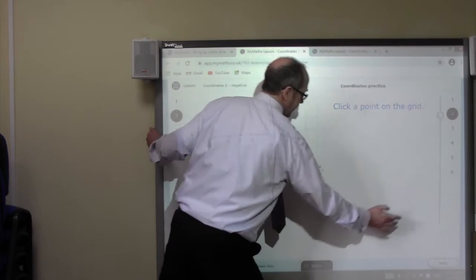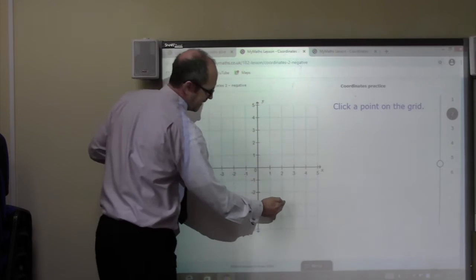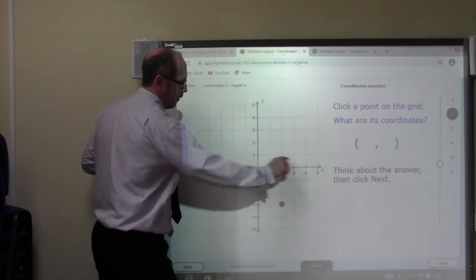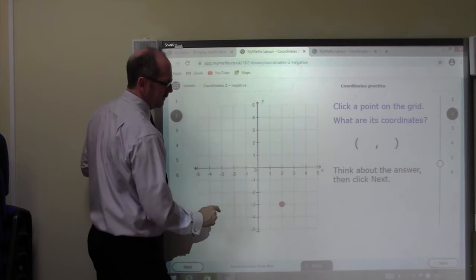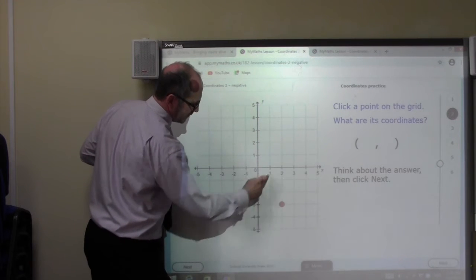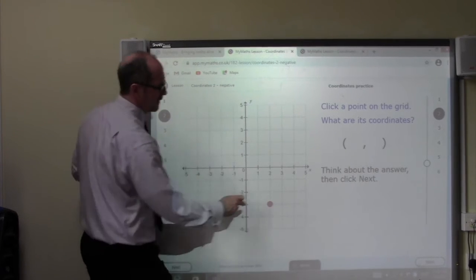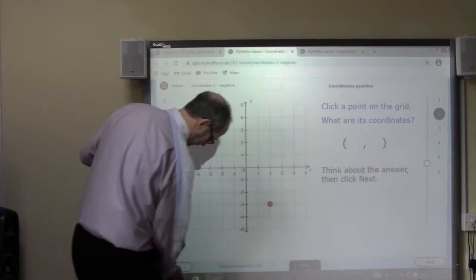Try another one. This time we're going to go over into this quadrant here. So we're still going along first, and then we've got 2 along, and then we've got a minus 3. We've gone down the stairs. 2 along, minus 3. That one.